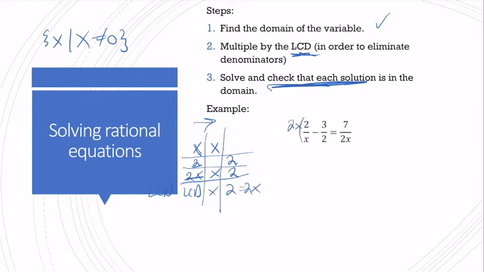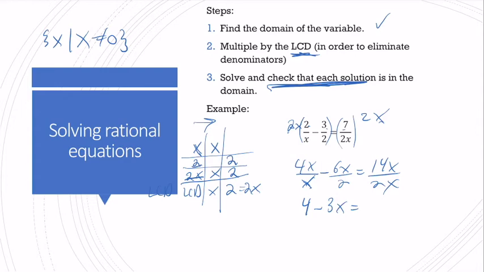I multiply both sides by 2x. 2x times 2 gives me 4x over x. 2x times 3 gives me 6x over 2. 7 times 2x gives me 14x over 2x. I can then simplify these fractions. 4x divided by x is just going to be 4. 6x divided by 2, that's going to be 3x. And 14x divided by 2x, that's just going to be 7.